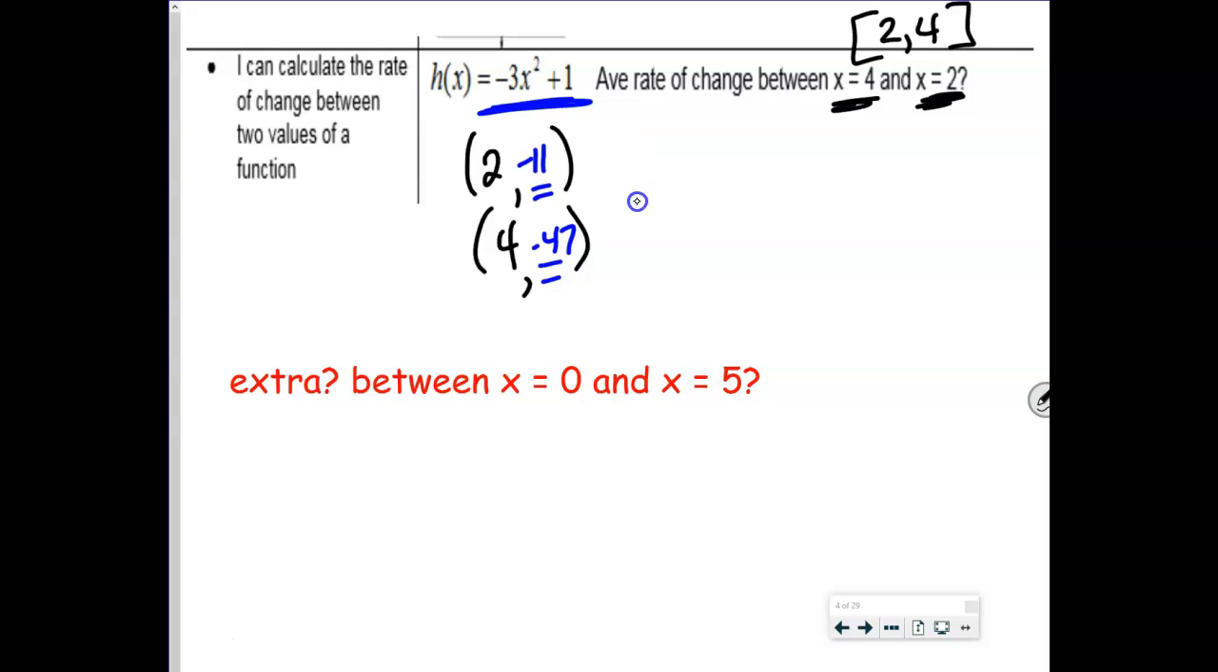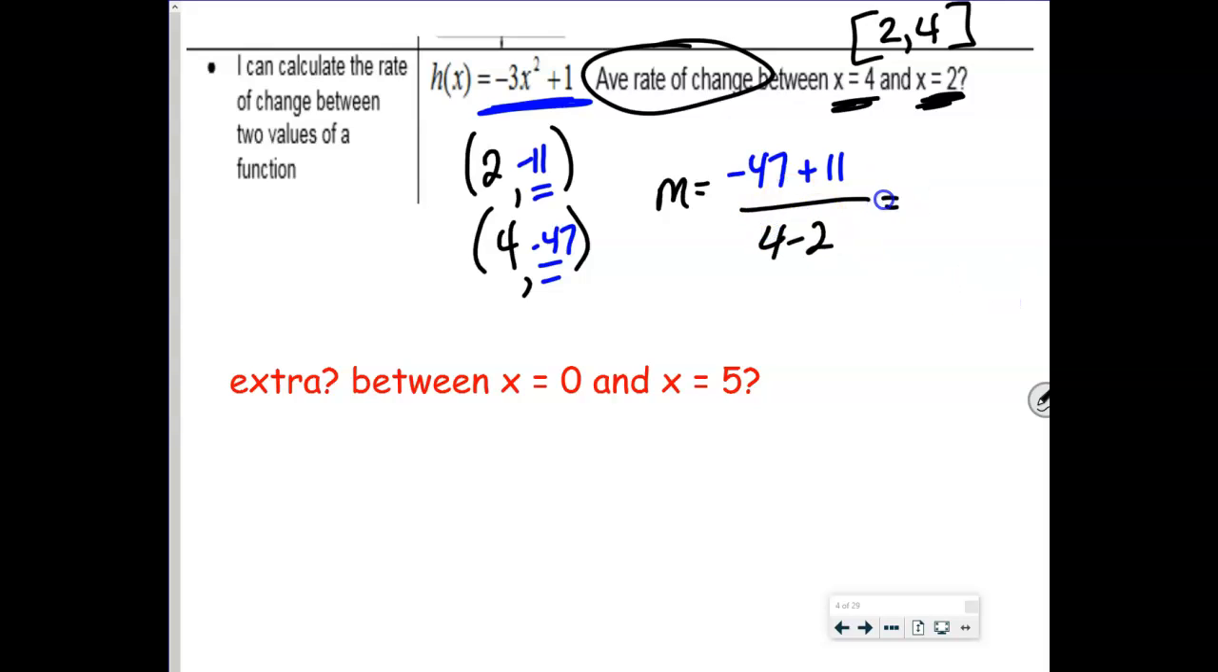Okay. So now this is where some of you had a little moment of you forgot what this meant, and I had to do a lot of writing on tests. Average rate of change. Give me another way of interpreting that. It's just slope. So y2 minus y1 over x2 minus x1. Just watch your order. -36. Is that -18?